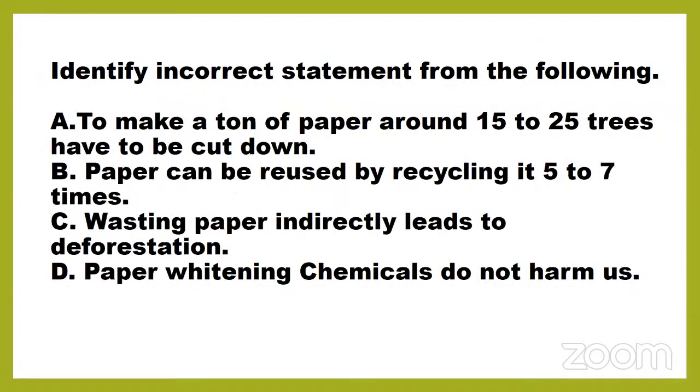Identify incorrect statement from the following. To make a ton of paper, around 15 to 25 trees have to be cut down. Paper can be reused by recycling it 5 to 7 times. Wasting paper indirectly leads to deforestation. Paper whitening chemicals do not harm us.